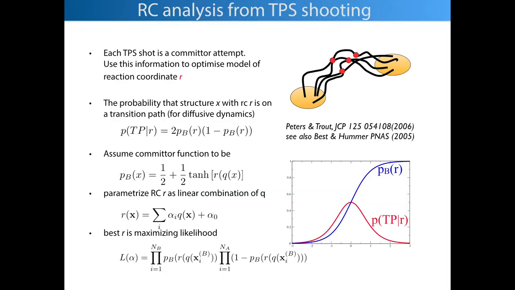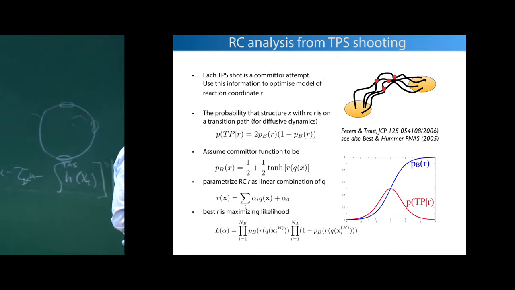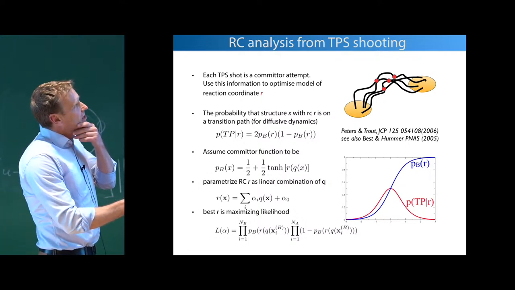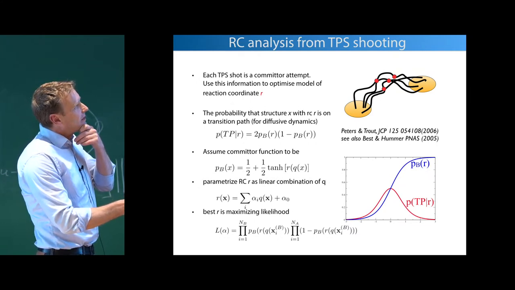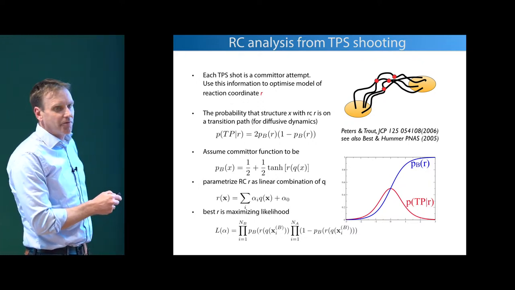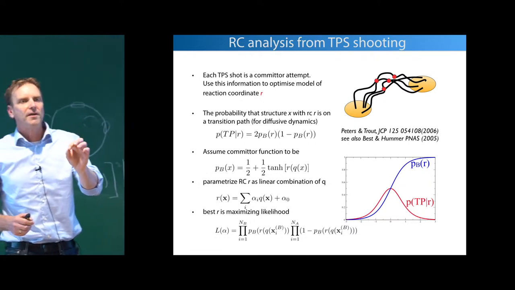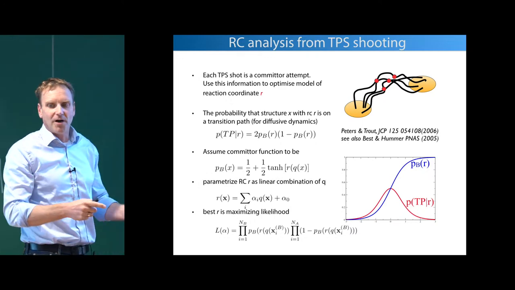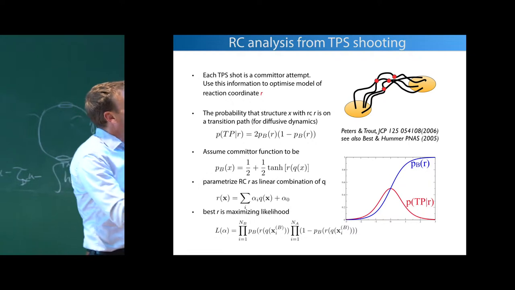So the reaction coordinate analysis using likelihood maximization starts with the realization that each path in a TPS can be seen as a committer attempt. So here you have an ensemble of paths obtained from path sampling. And here, these red points denote these particular shooting points, as they are called, that initiate a new path from an old path. Now then, the idea is to use this information to optimize the model reaction coordinates. Now, the probability that a particular structure X with a certain value of this RC is also a transition path is simply the product of the forward and the backward committer. And that's very easy to understand, because if you are on a point, the probability to go to B gives you the forward path, and the probability to go to A gives you the backward path, and together they are the full path. And of course, you can reverse, and therefore you have this factor of 2.